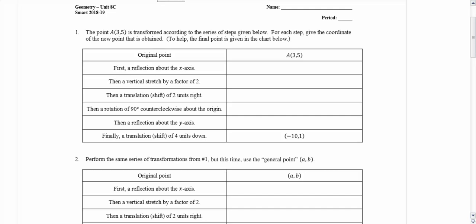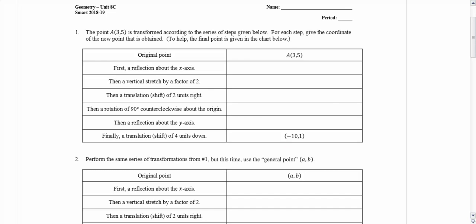Okay, so here's some more transformation stuff, and we'll just work our way through the problems. I don't think anything's really new in this. The idea here is we're going to start with point A, which is 3,5. Then we're going to do all these different types of transformations to it, and we're supposed to end up with the point -10,1 at the end of it.